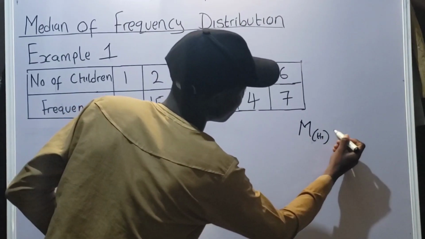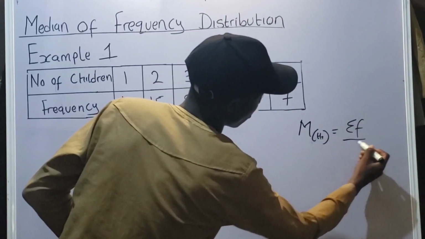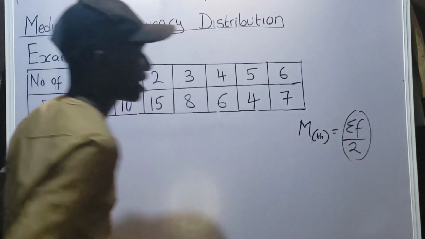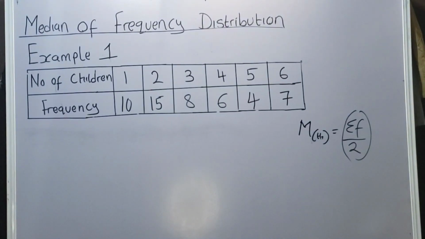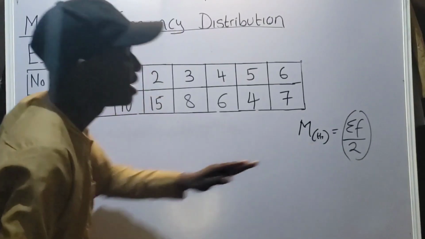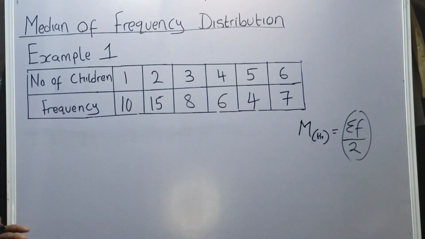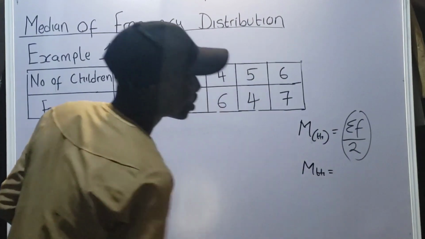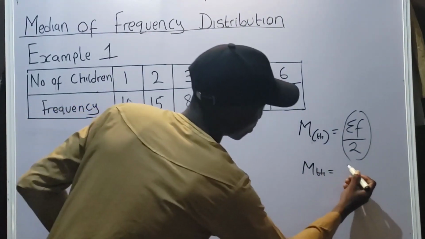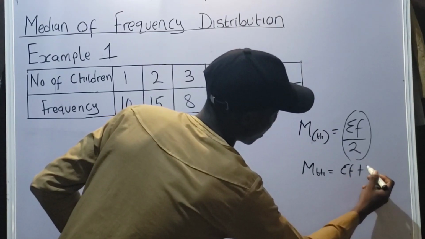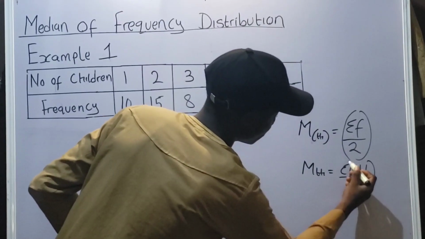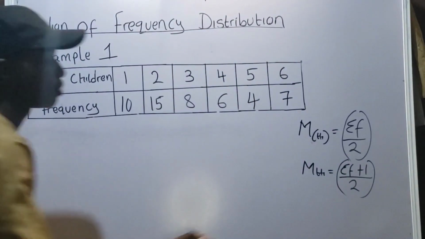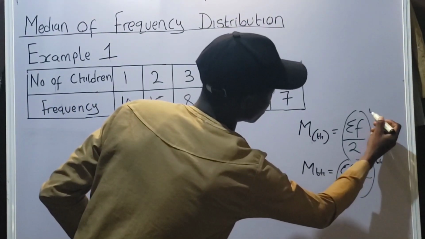Let me put it. The median position is summation f all over 2. That is, if the total number of elements or values in our frequency distribution is even, we are going to use this formula to determine our median position, our median class. Are you getting what I'm saying? But if it is odd, we are going to use this formula to determine the position of our median class. That is summation f plus 1 all over 2. We are going to use this formula because we are dealing with position.